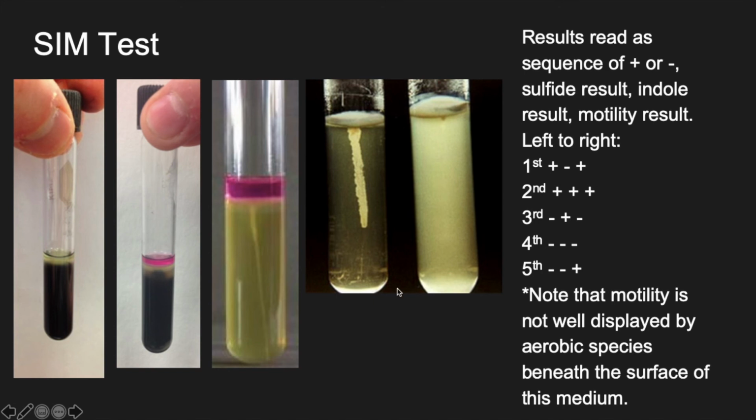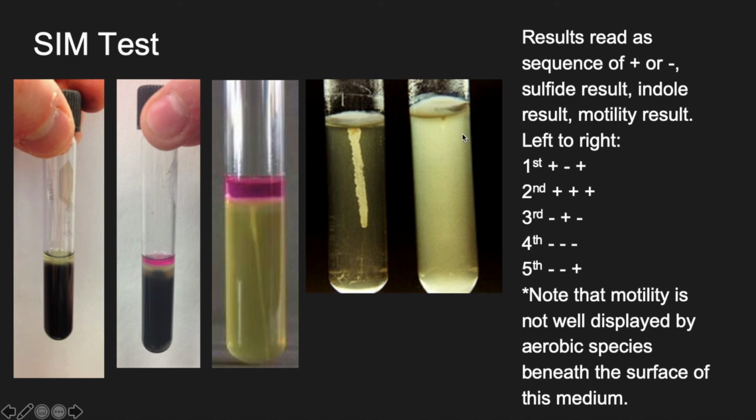However, the fifth tube here, it is not black, so it was negative for sulfide. We don't see any red ring really, not like in tube 3. So that was negative for indole.